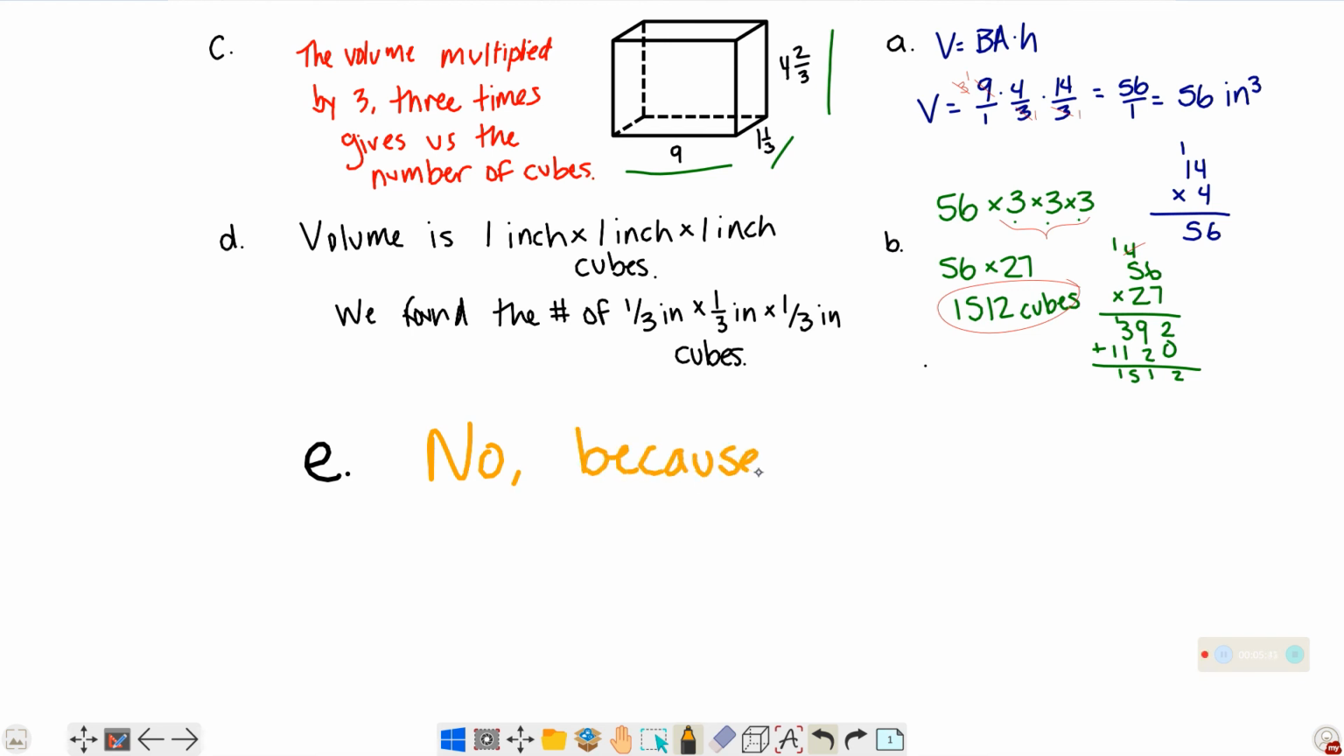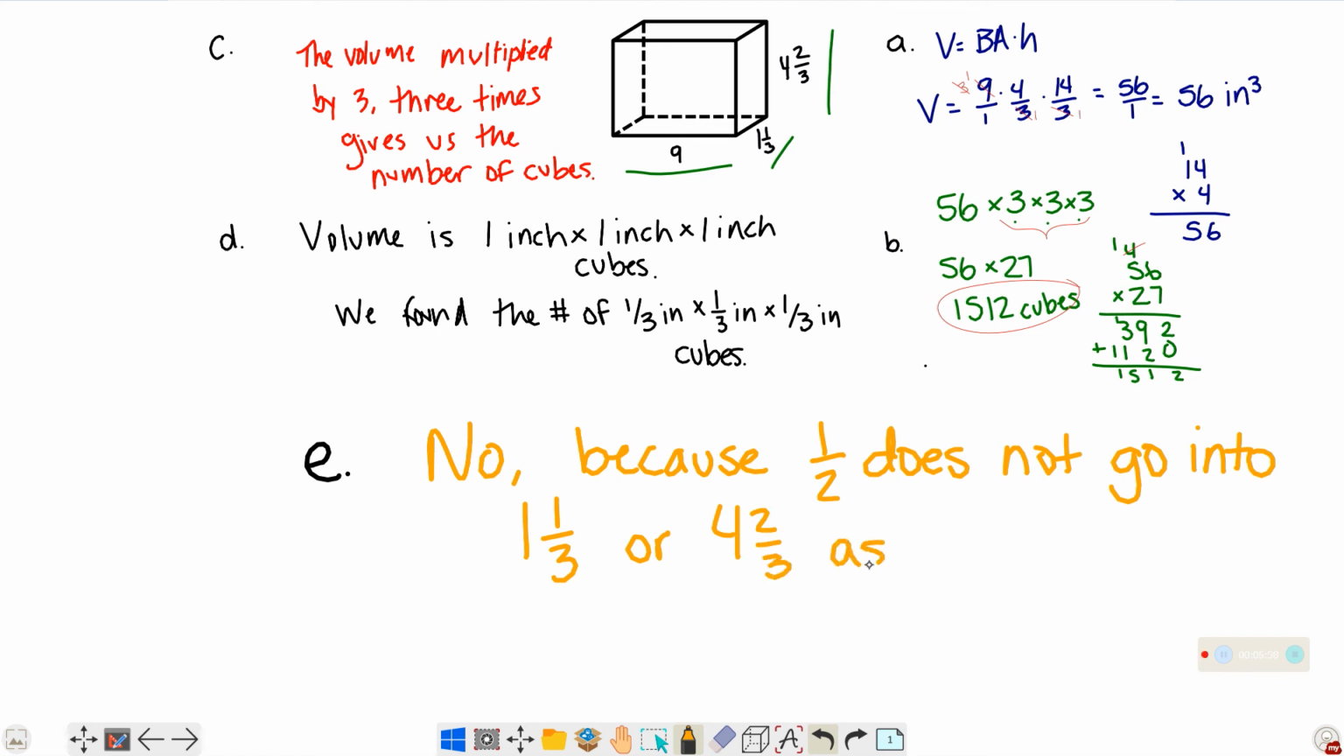because 1/2 does not go into one and 1/3 or 4 and 2/3 as easily as 1/3 does. It's not going to be as easy to figure out how many 1/2 inch pieces fit into 1 and 1/3 or 4 and 2/3. It's easier to use thirds because it's already got the thirds in it.